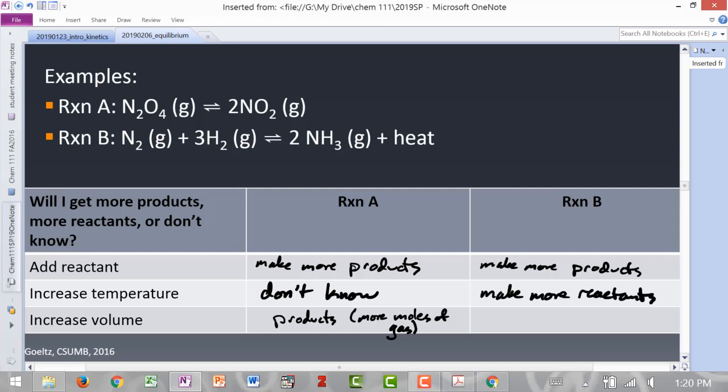What about reaction B? Which side has more moles of gas? Reactants. So I'll make more of those if I expand it.